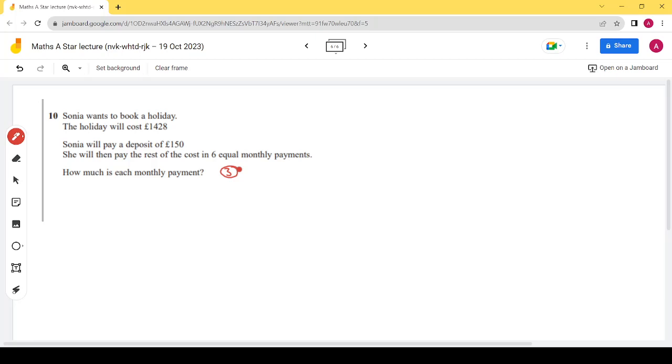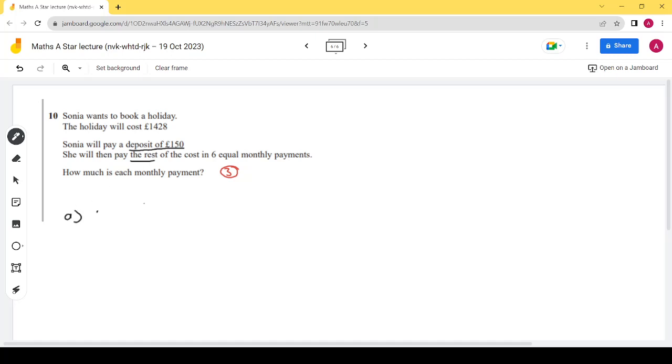So we're told Sonia wants to book a holiday. The holiday will cost 1,428. Sonia will pay a deposit of 150. She will then pay the rest of the cost in 6 equal monthly payments. How much is each month's payment? So it's pretty clear here. One, 150 is a deposit, and two, after which she pays the rest. So we need to get rid of our 150 first.